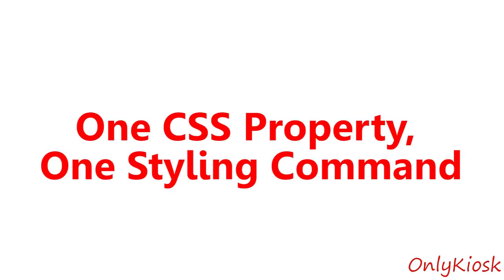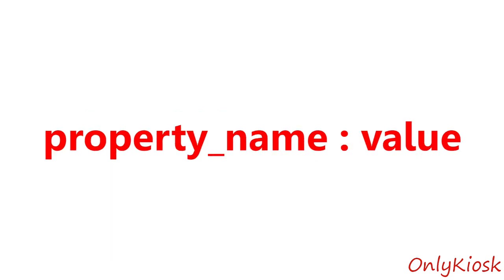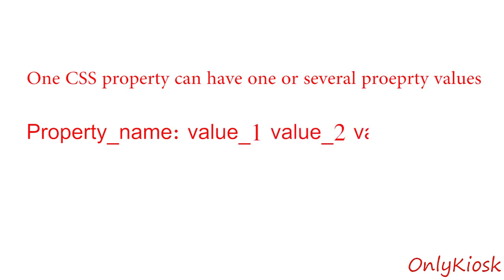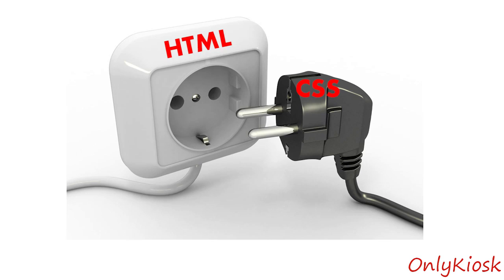Each CSS property carries one styling command, and all CSS properties are made out of three parts: property name, colon, and property value. One CSS property can have one or several values simultaneously. For a CSS property to work, you must first assign it to a HTML tag.